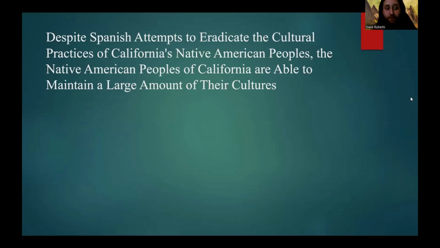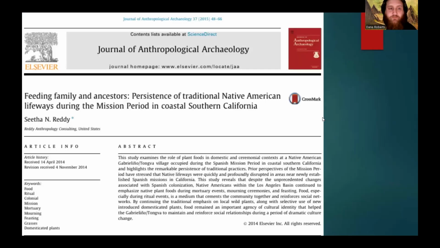Now, one important thing to point out is that despite Spanish attempts to eradicate the cultural practices of California's Native American peoples, they were able to maintain a large amount of their cultures. And evidence for this, archaeological evidence, is found and mentioned in a journal article in the Journal of Anthropological Archaeology by Sitha N. Reddy, titled "Feeding Family and Ancestors: Persistence of Traditional Native American Lifeways During the Mission Periods in Coastal Southern California."